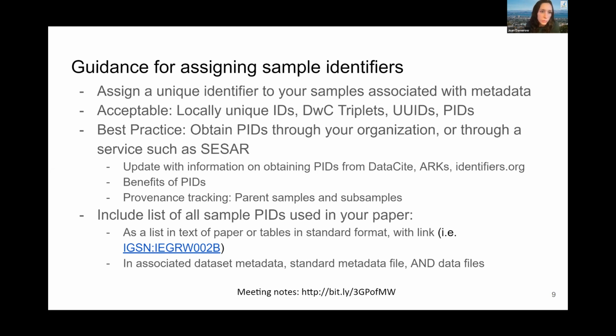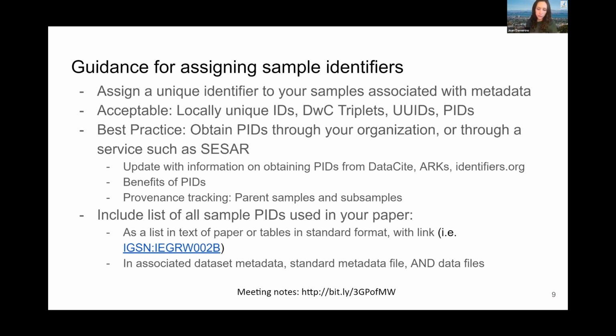Yeah, so I'll move on to some thoughts that we have currently in the document on guidance for assigning sample identifiers. And again, we're thinking about this in terms of the current landscape and what's realistic, because this is guidance for AGU authors. So we wanted to provide an acceptable practice and a best practice, if that seems like something the group agrees with.